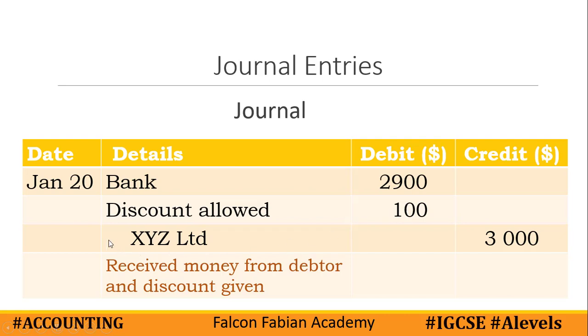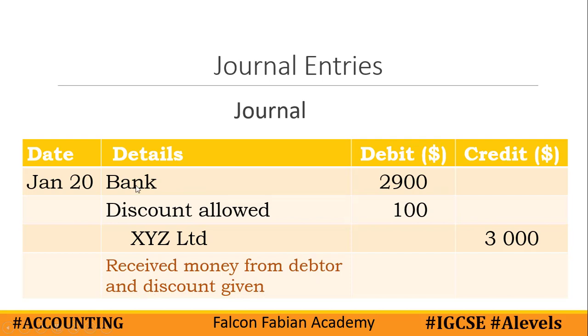Now we are going to write the entry that needs to be credited. So again we will leave some space. Then name of the account that needs to be credited. It is XYZ Limited's account, and in the credit column 3000. Here we'll write the full amount. Why? Because it's said in full settlement, and the narrative is received money from debtor and discount given.